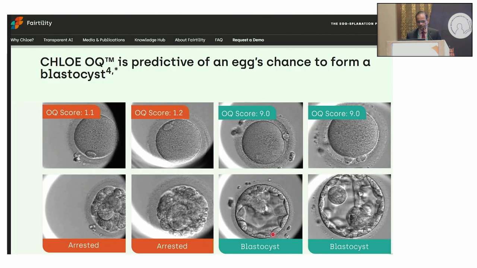This is another technology by Fairtility, known as CHLOE-OQ. OQ means oocyte quality assessment by AI technology. Again, this is morphology based. The assessment is through morphology, uses an algorithm, and then gives the score. You can see here the OQ score is 1.2. The oocytes are morphologically comparable in all 4 images here. No embryologist can make out any difference. But if you look at the blastocysts here, they arrested, whereas with a score of 9 and above, they could give us a good blastocyst. So this can help in predicting blastocyst development.